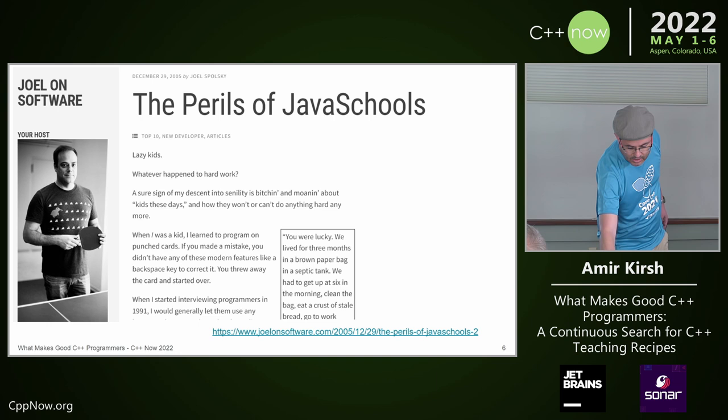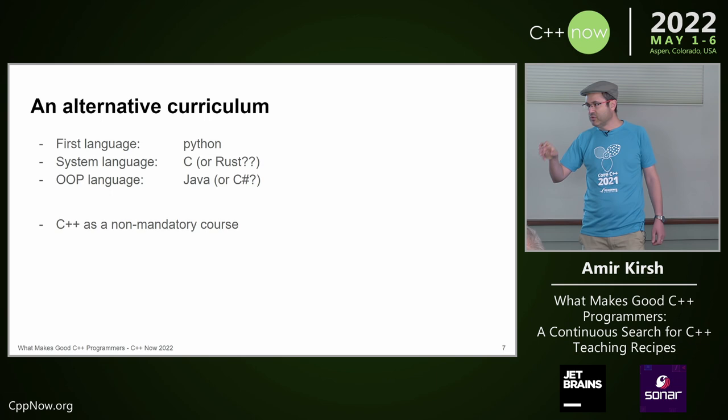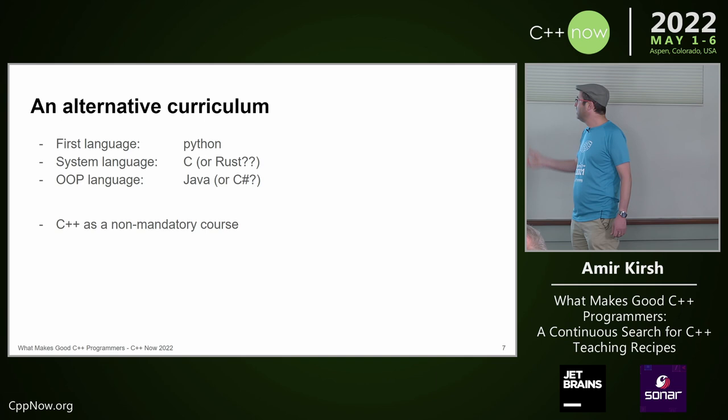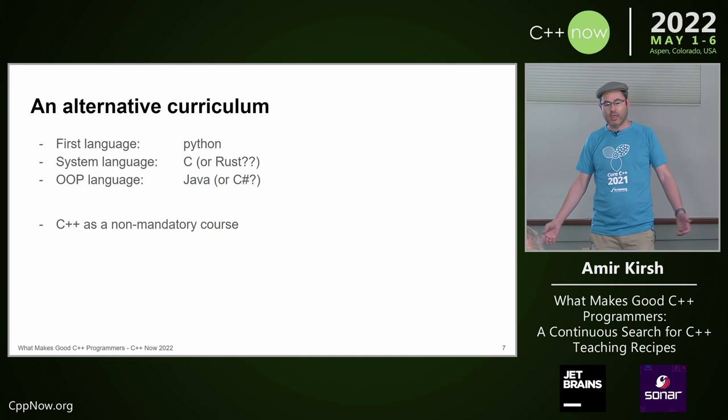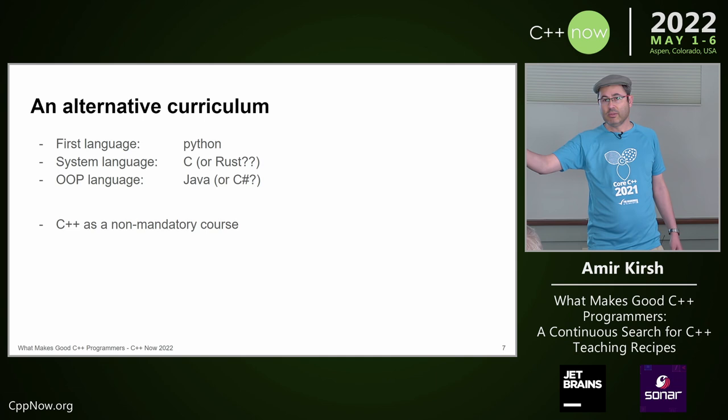So I'm looking for other reasons. And again, it's a decision that you have to make and you have to persuade the faculty, because others are moving to a first language like Python and a system language like C or maybe Rust and an OOP language such as Java or C#. And there are other faculties who do not teach C++ as a mandatory course. I'm teaching at one of them, Tel Aviv University. C++ is a non-mandatory course.